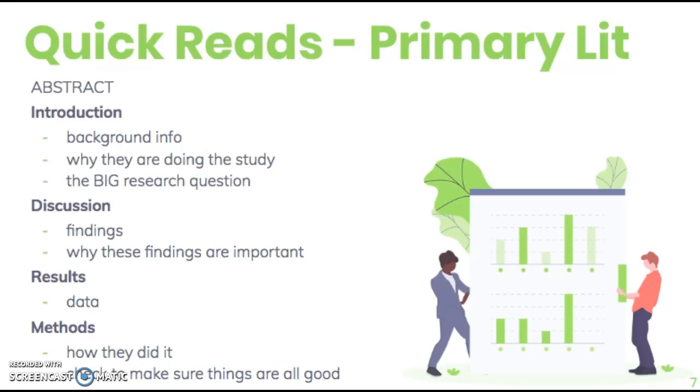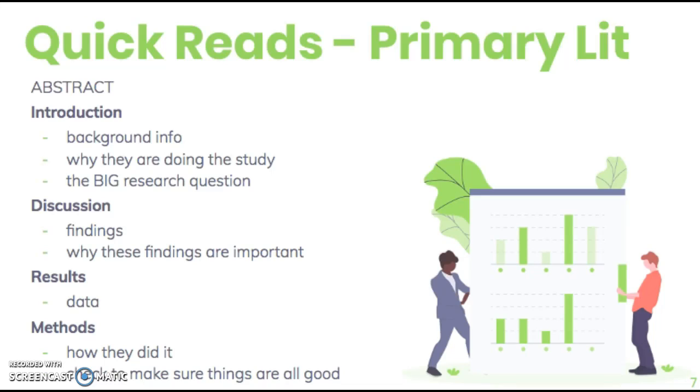first. You want to look at background information, why they were doing the study, and find the big research question that they were trying to analyze. Scroll all the way down to the discussion or conclusion, figure out what the findings are and why they think these findings are important. Then you want to peek at the results. What data did they collect? What statistical analyses did they do? And then you definitely want to check out a brief view of the methods and how this experiment was done.